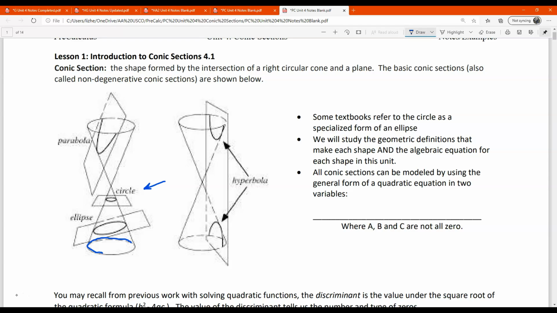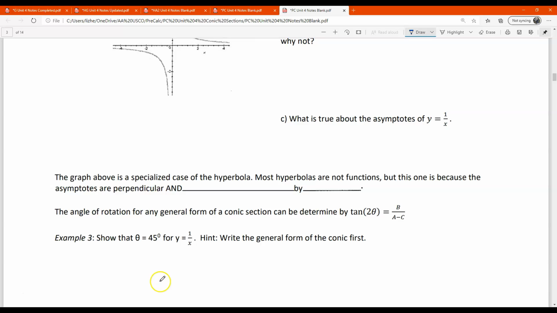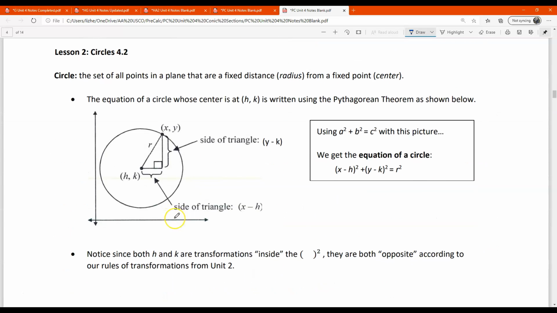So here's the base of the cone. Here is the plane that is slicing through the cone, and the plane and the base are parallel to each other, and that gives us a circle. So going back to, or going up to page 4 of our notes, here we are at circles.